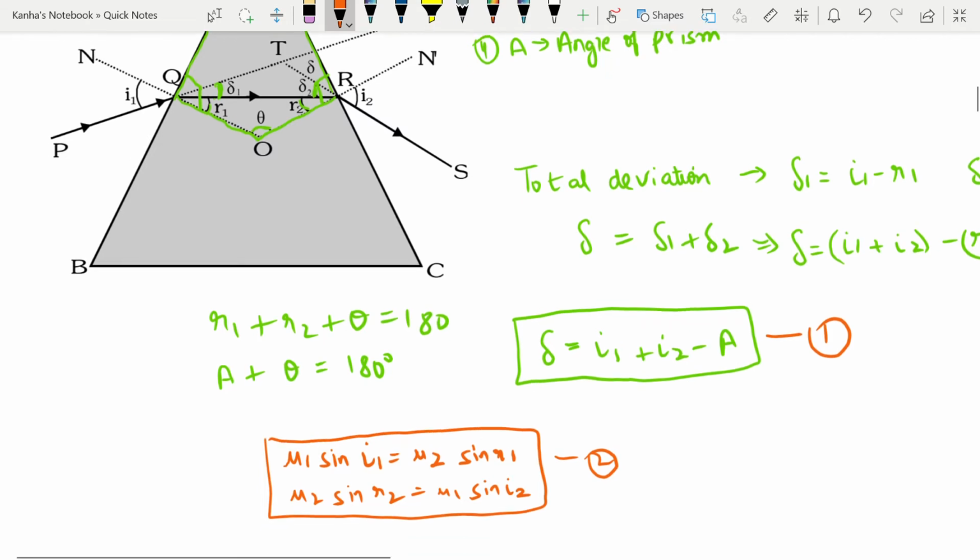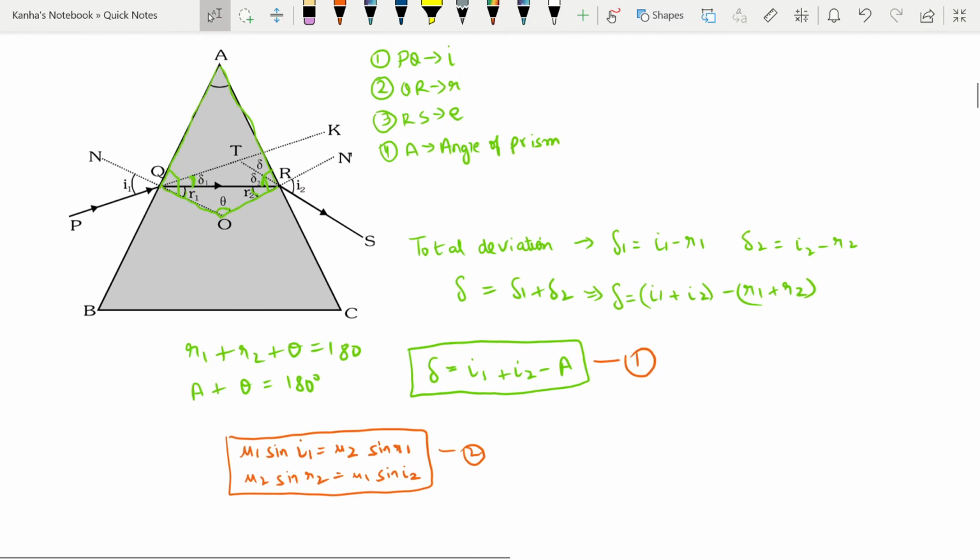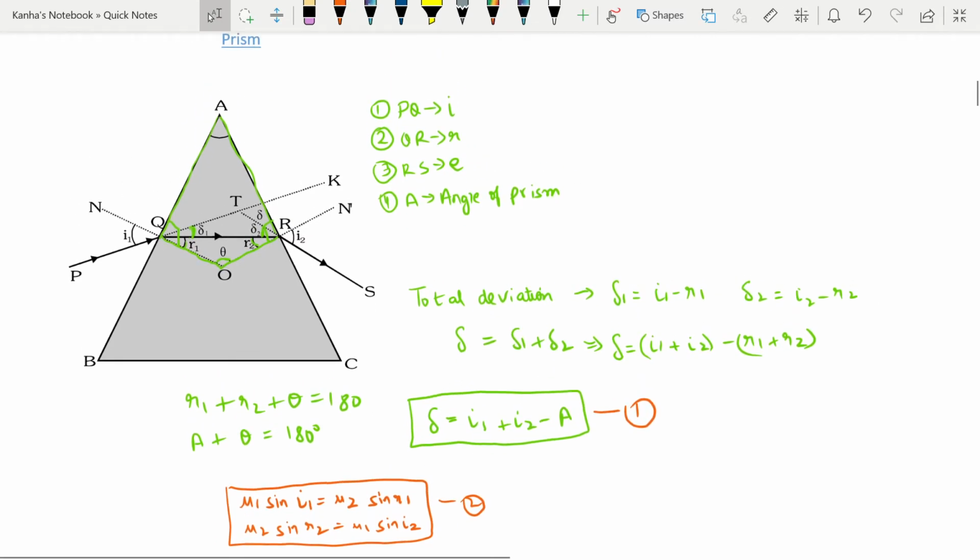Next, there are some conditions. Let me just tell you what happens in the prism again. You have an incoming ray, let's say PQ. It gets refracted here and bends towards the normal because it's going from a rarer to a denser medium. After refraction here, it comes out and bends away from the normal. The angles should be very clear to you by now.